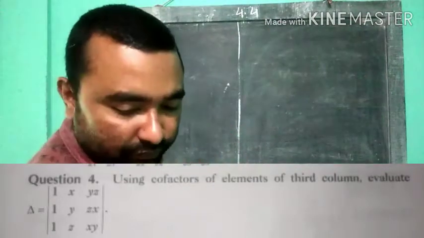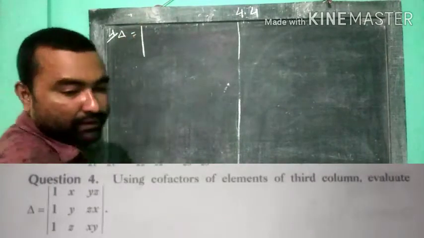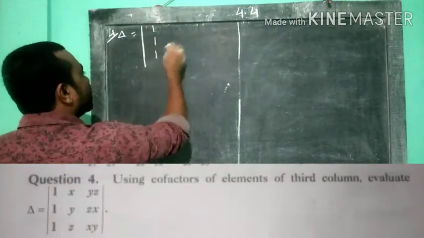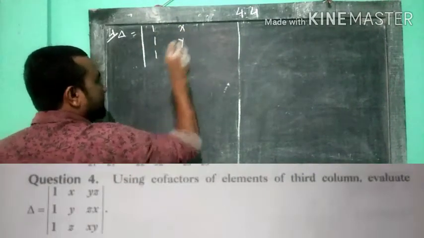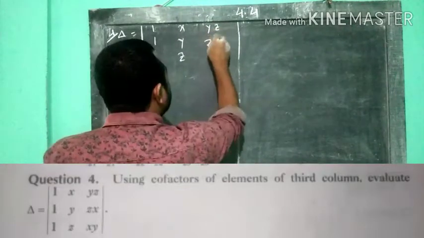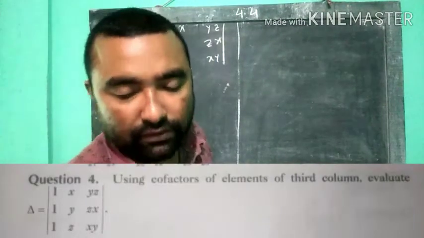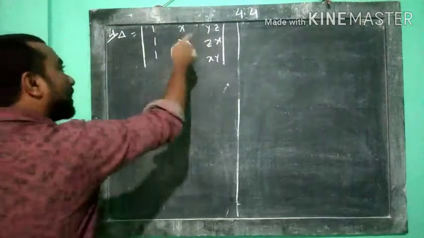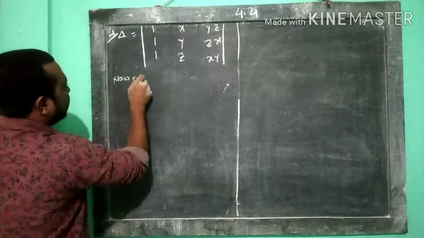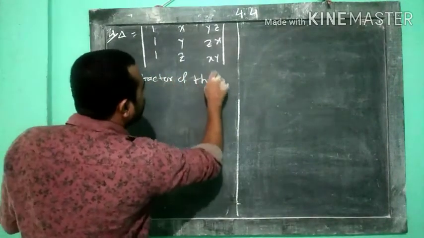Using the third column: what is given? The determinant delta has first column 1, 1, 1, second column x, y, z, and third column yz, zx, xy. This is given. So, using the cofactors of the third column.